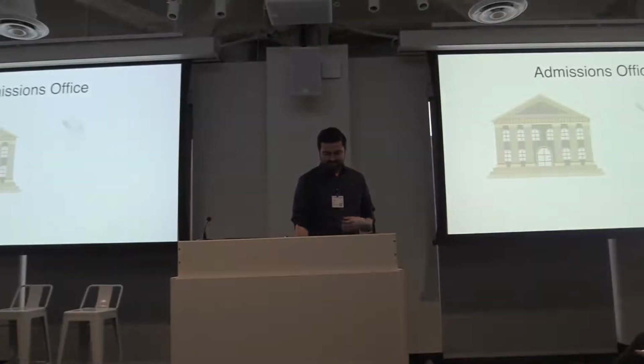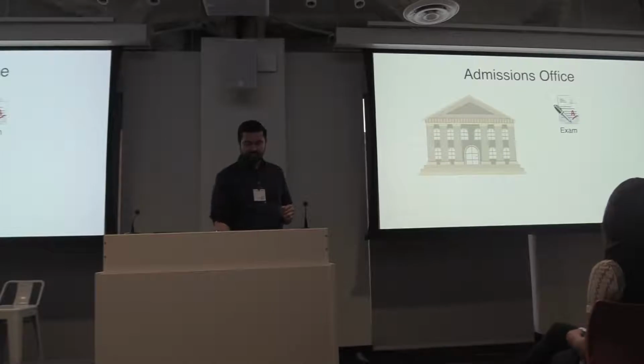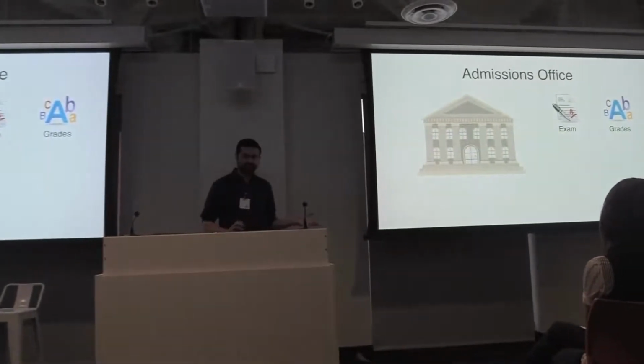So let me go with an example. Any questions so far? Okay. So let's go with an example. An example is we have an admissions office in a university, and we want to automate everything. And so we start with an exam. We have two pieces of information, an exam and grades, and we want to decide if we accept students or if we reject them.